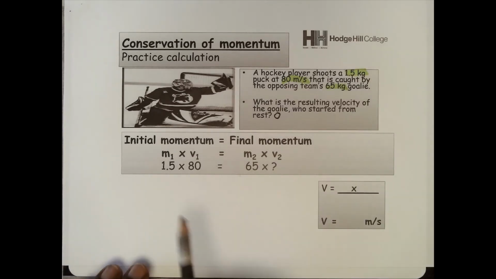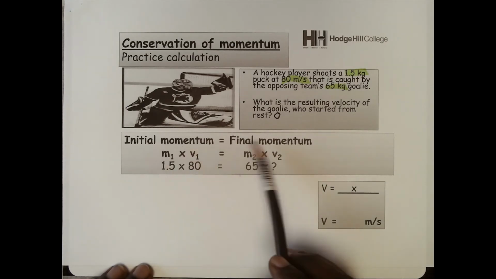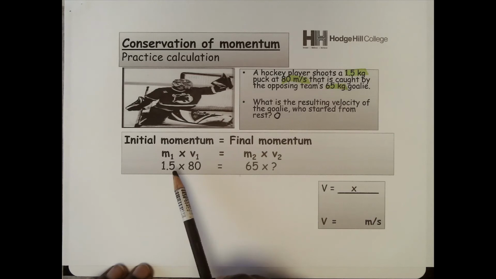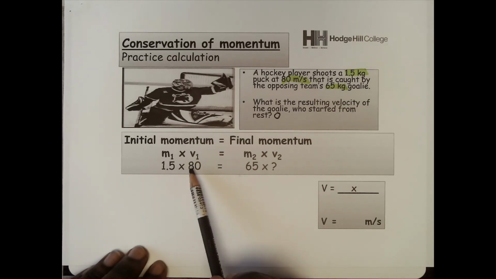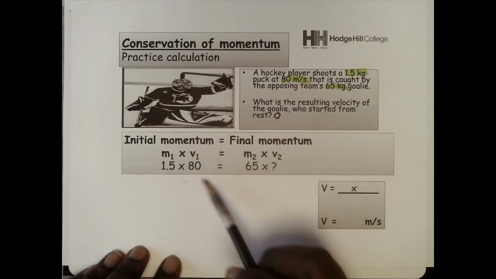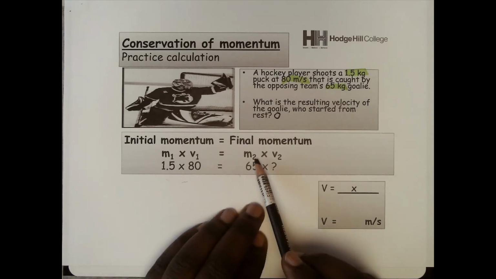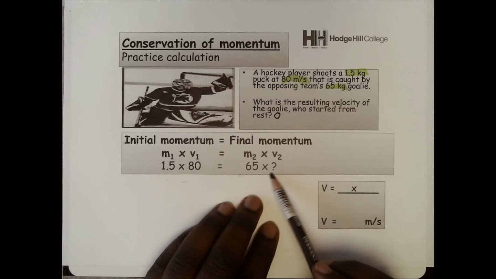Now, firstly, we have to follow the law. It says initial momentum is equal to final momentum. In the beginning, the hockey player that shoots the puck is at 1.5 kilogram. So that's here. And his velocity is 80 meters per second. So that is outlined here on the left. Now on the right, the goalie, his mass is 65 kilogram. We want to find out his new velocity.